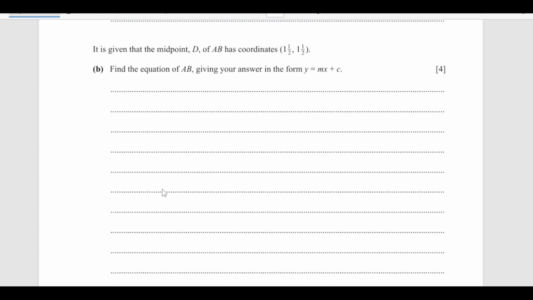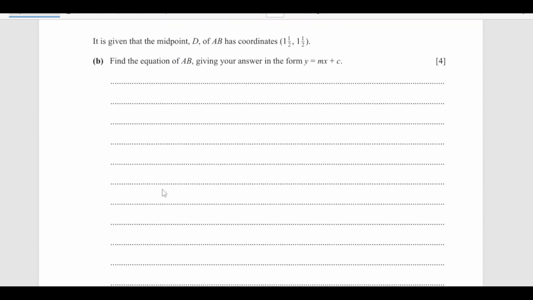Now it's given that the midpoint D of AB has coordinates 1.5, 1.5. Find the equation of AB, giving your answer in the form y equals mx plus c. So consider, let me draw a rough diagram here, it will be easier.